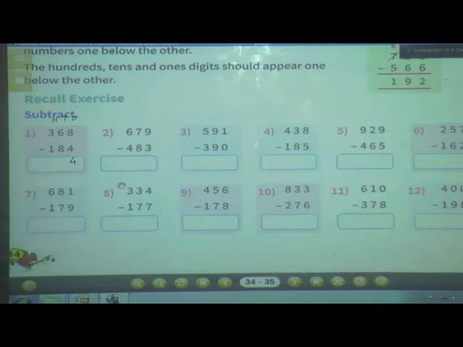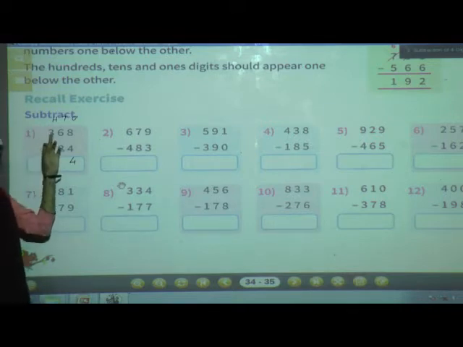Now see the tens place. Here 6 and here 8 is there. Now see carefully, 6 is smaller than 8. So we can't do the subtraction. 6 minus 8 we can't do. Why? Because 6 is smaller than 8. So what we will do now? We will go to the neighbor. Who is the neighbor of tens? Hundreds is the neighbor of tens. Now the neighbor is having 3.